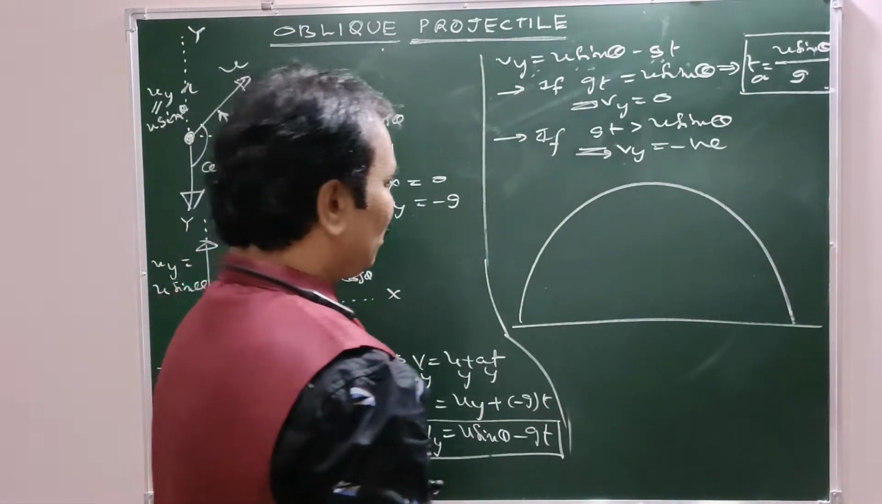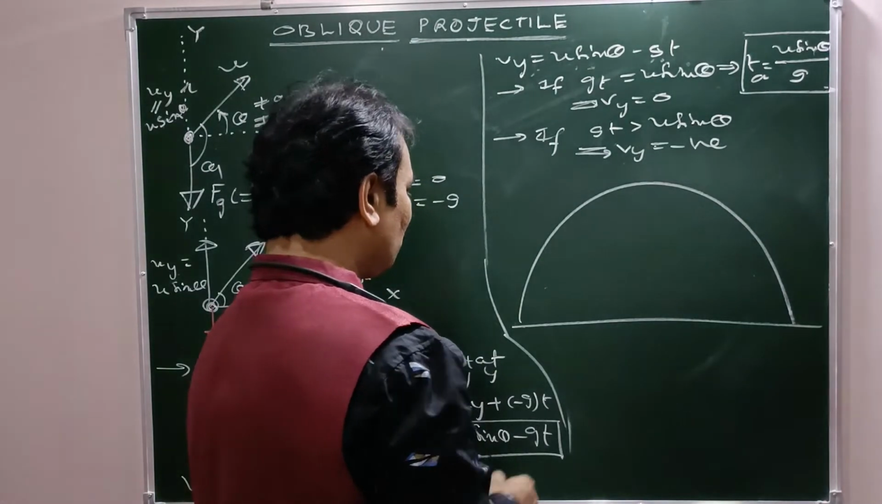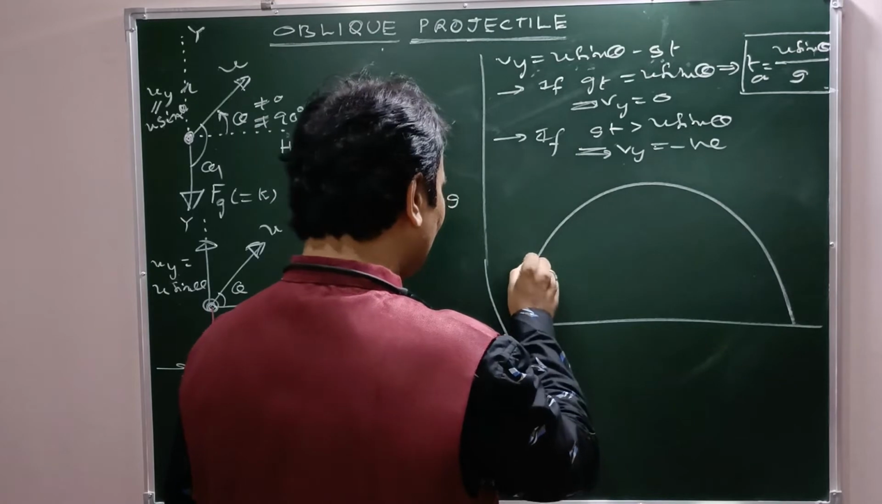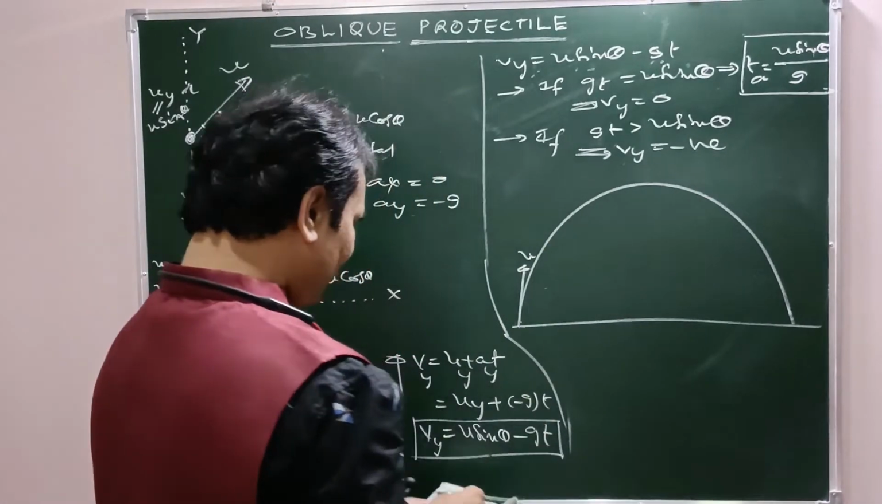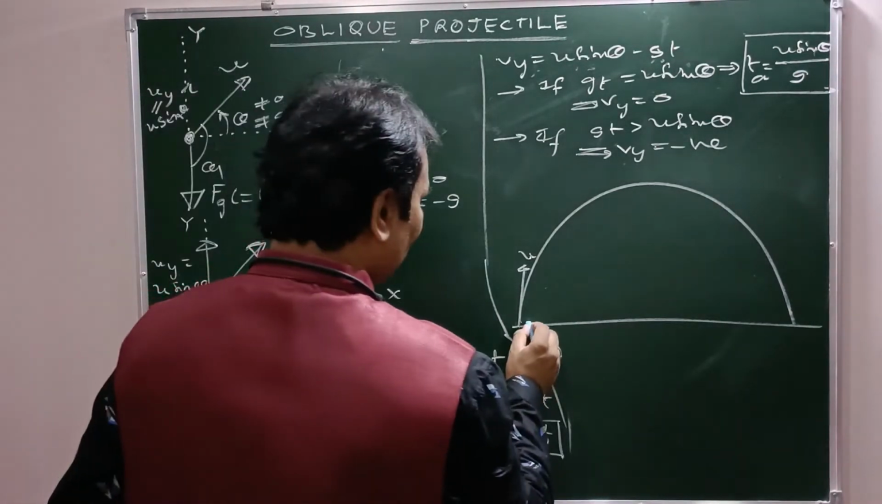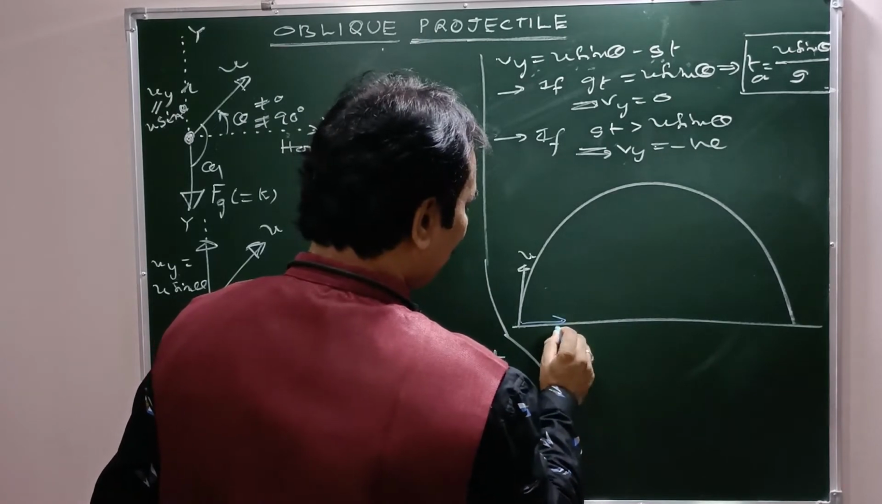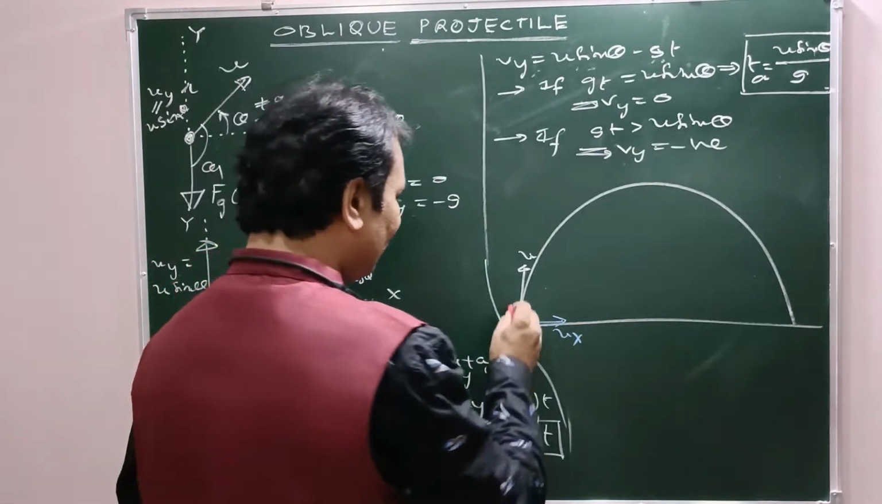Okay. Now, what is the velocity of projection here? u. The velocity of projection is u like that. Now, what is the horizontal component here? Horizontal component, let it be ux. What about the vertical component here? That is uy.